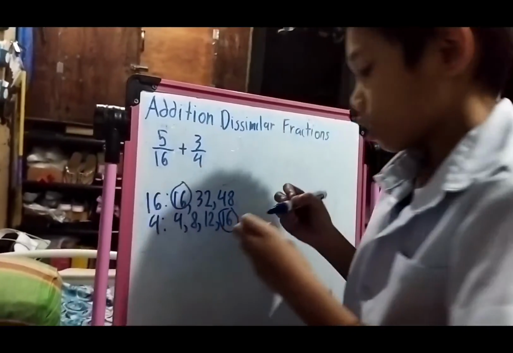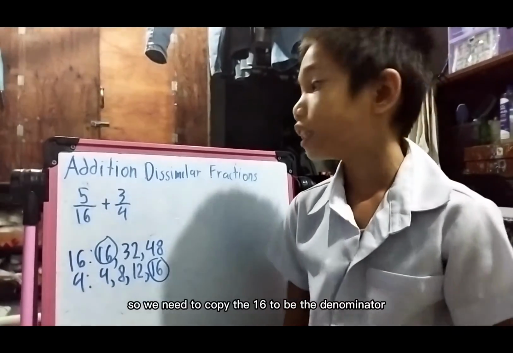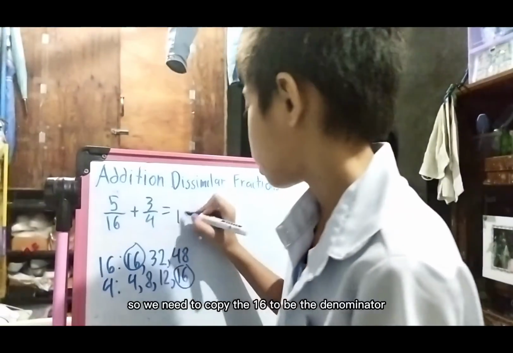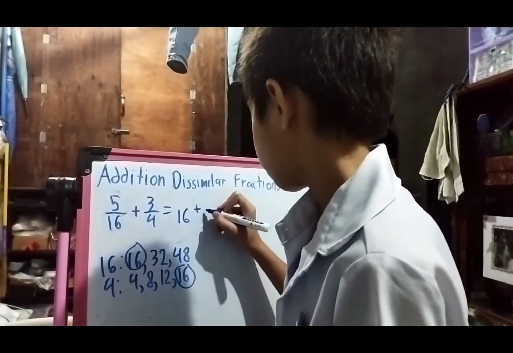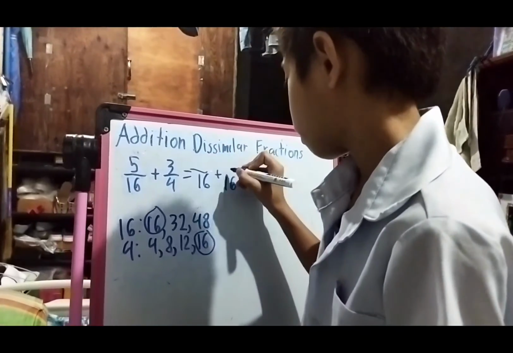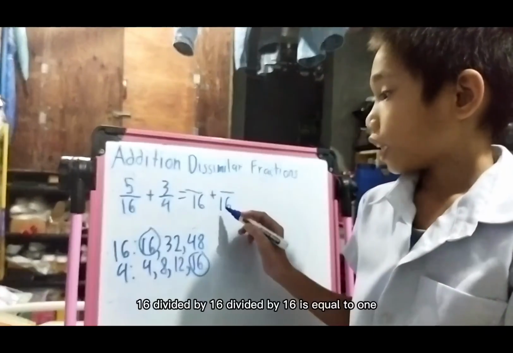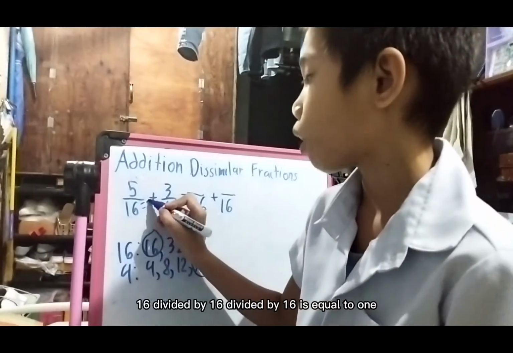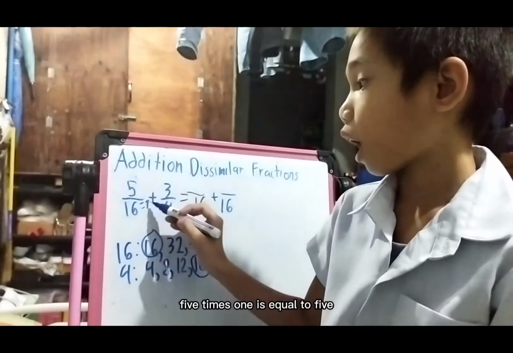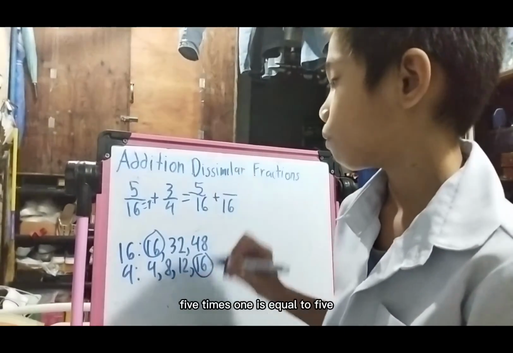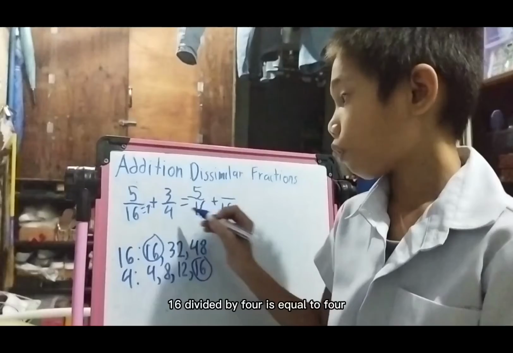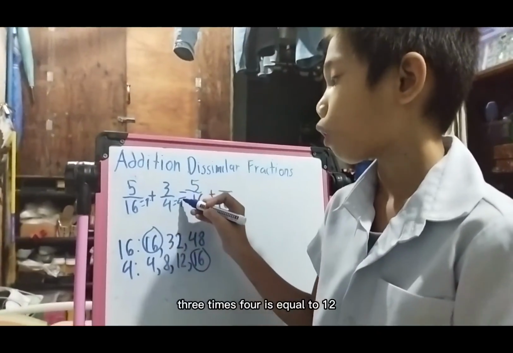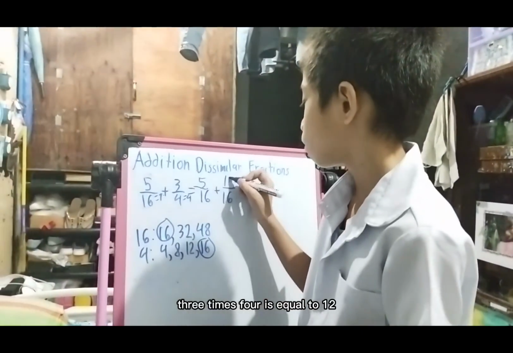16. So, we need to copy the 16 to be the denominator. 16 divided by 16 is equal to 1. 5 times 1 is equal to 5. 16 divided by 4 is equal to 4. 3 times 4 is equal to 12.